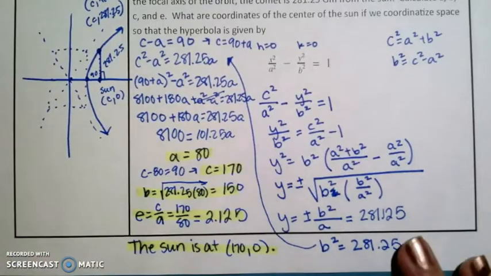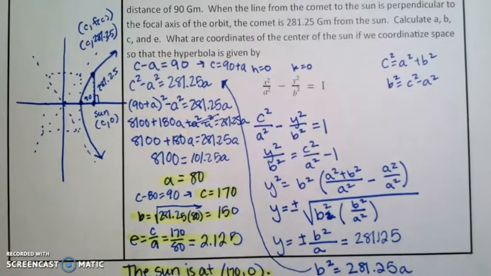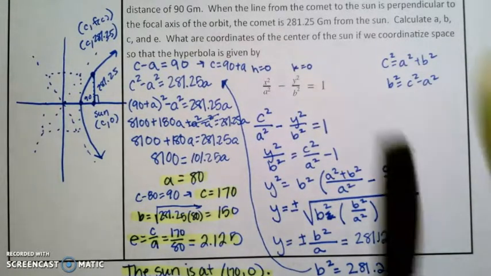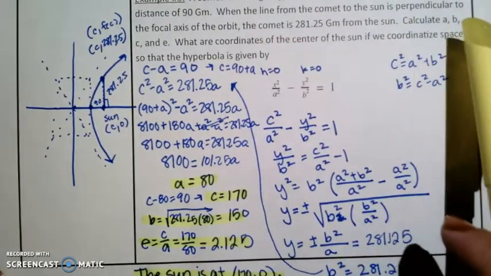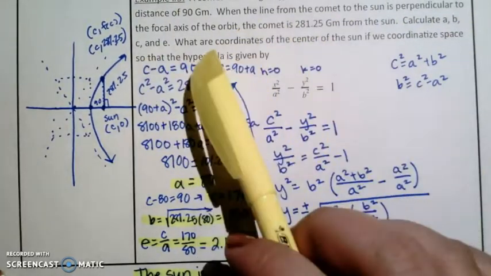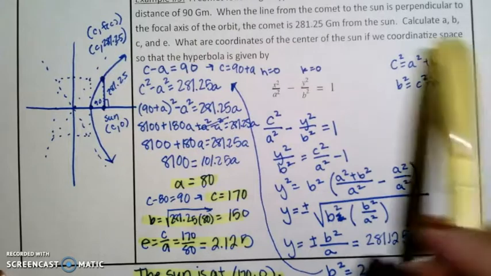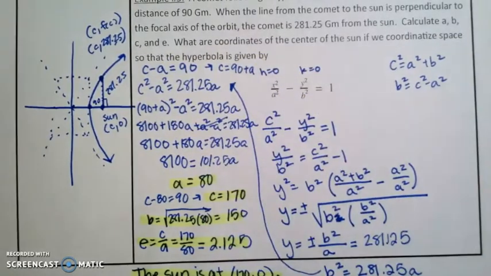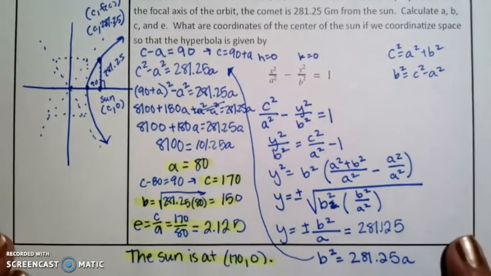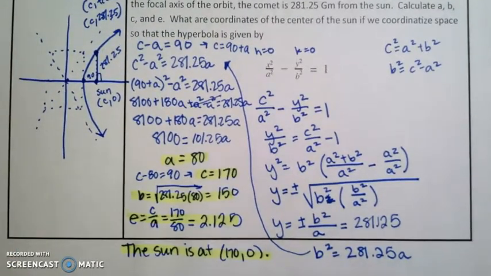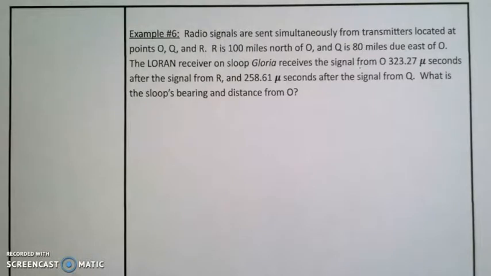All right, looking back at the question, let's make sure we answered all the parts. We have our comet. We used all of this to find our coordinates. Calculate a, b, c, and e. Good. What are the coordinates of the sun if we coordinatize the space? Okay, so that answers the question. On the next page, looking at example 6, I'll start setting it up with you and then let you finish.